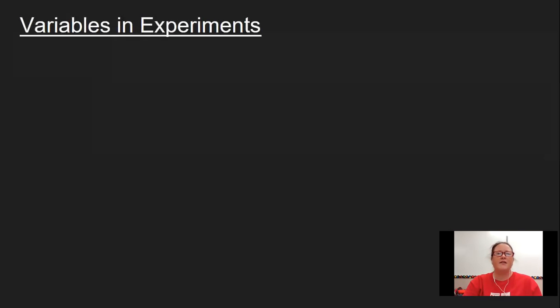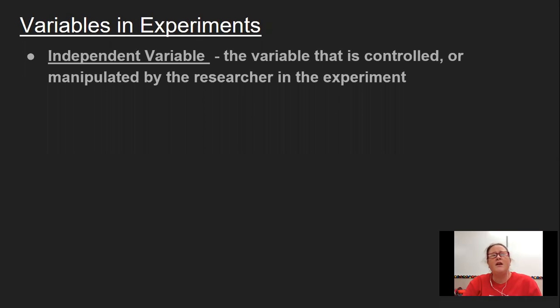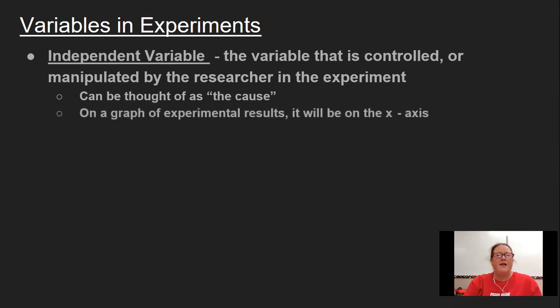So in an experimental design, in experiments, we have variables. Now, the independent variable is the variable that is controlled by me, as I'm a researcher. Or if you design the experiment, then you're the one that's controlling this. This is what you're making a decision about. You're manipulating and you're deciding to change. It can be thought of as the cause. Will changing cause something to happen? And on a graph of experimental results, it's always going to be on the x-axis.